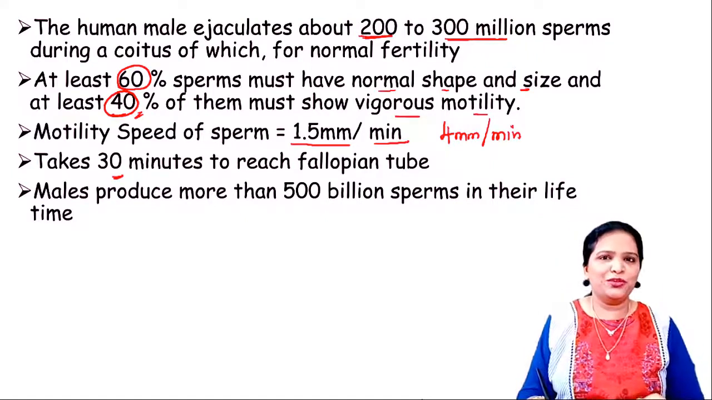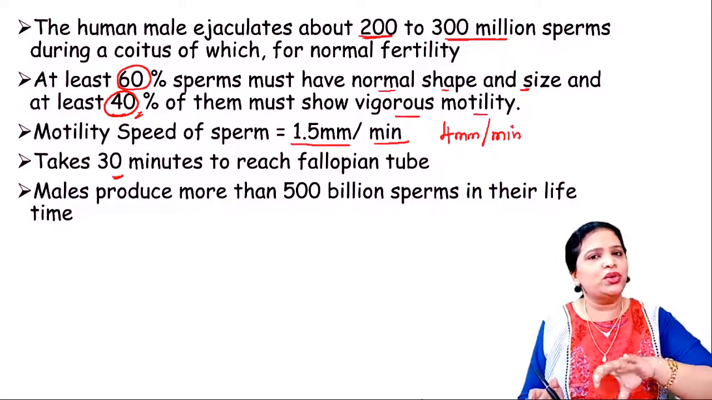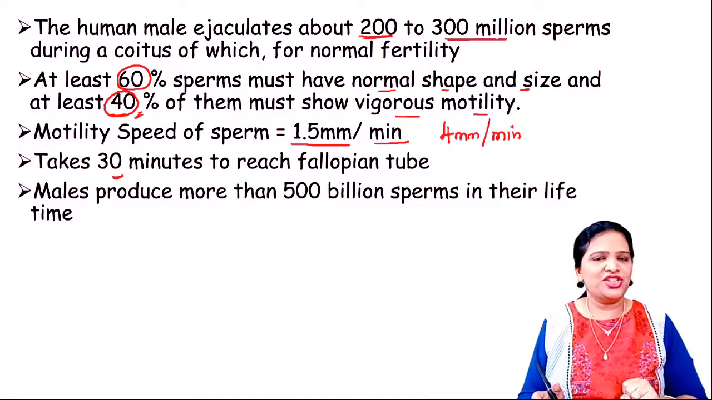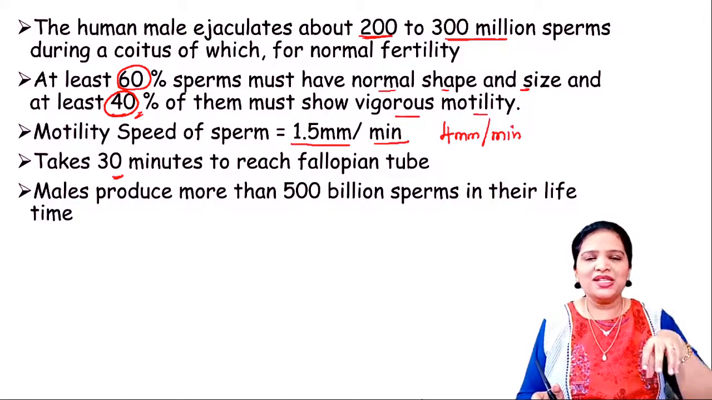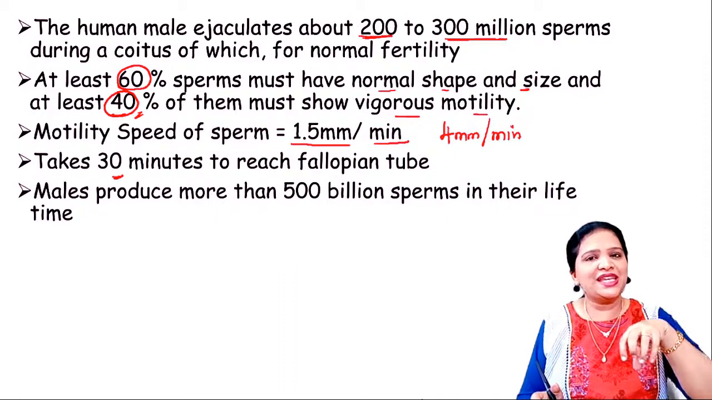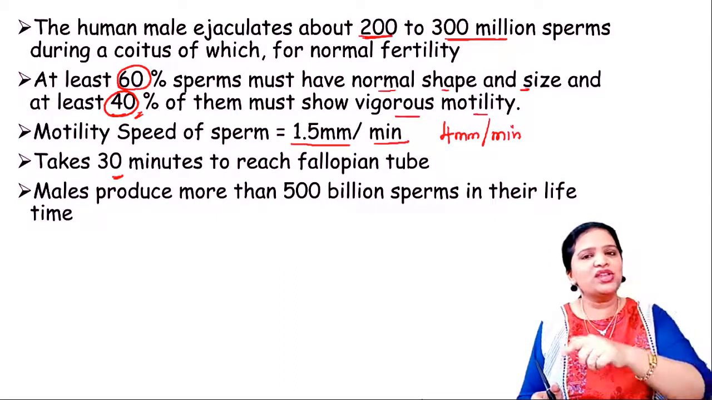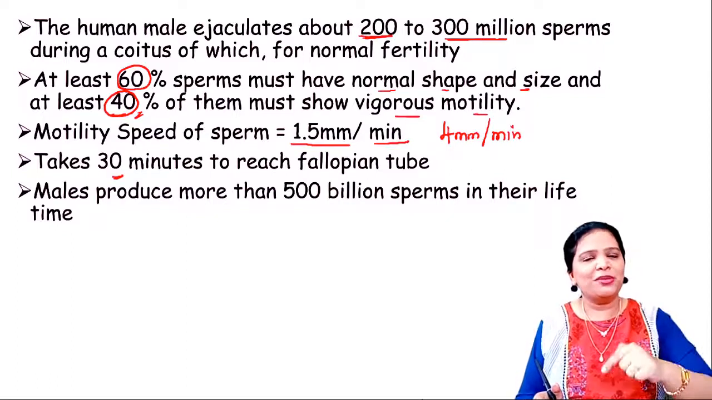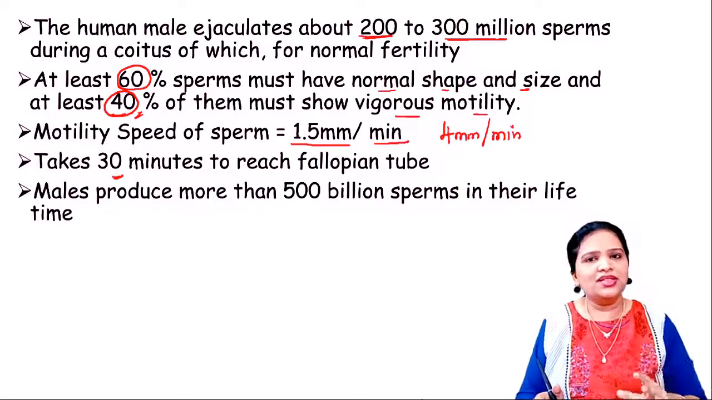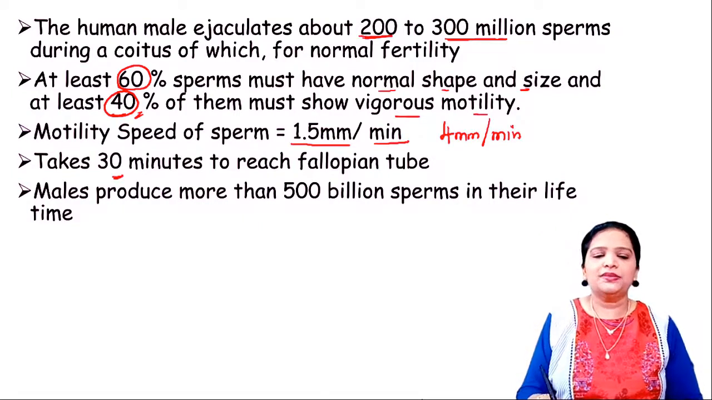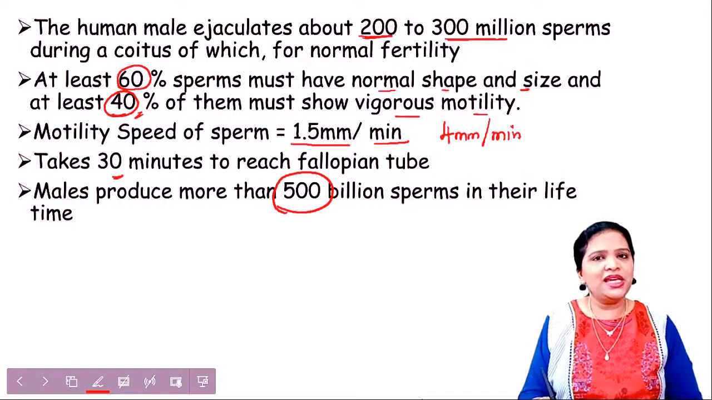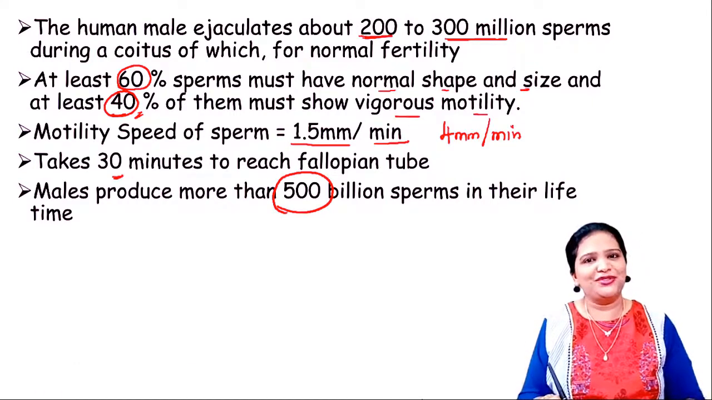Okay. And it takes about 30 minutes for a healthy sperm to reach from the vagina to the fallopian tube, where fertilization takes place. So when the sperm is released during sexual intercourse in the vaginal part of a female, from the vagina it has to reach the fallopian tube. A normal sperm takes about 30 minutes to reach the fallopian tube region. Also, a male could produce 500 billion sperms in his lifetime.